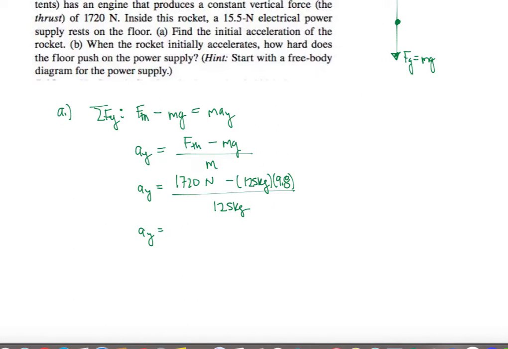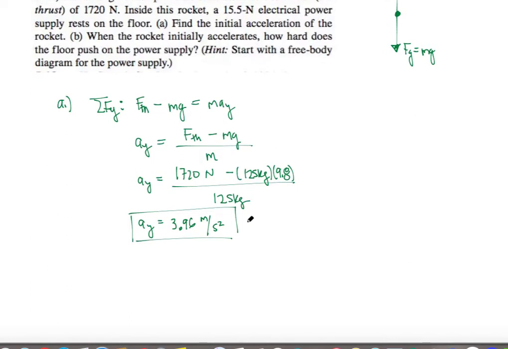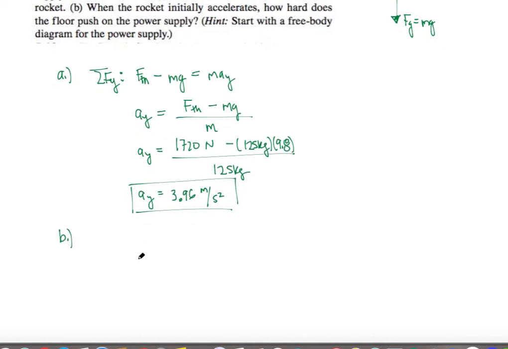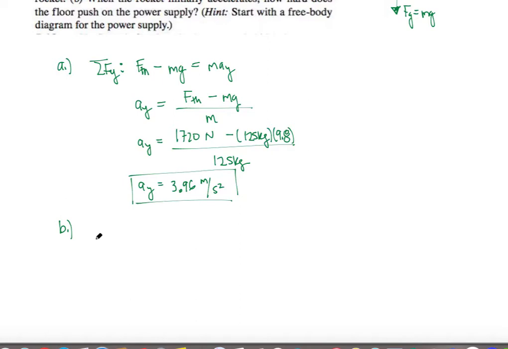So take out my calculator and put this in, and I find that my acceleration should be 3.96, and that should be in meters per second squared, based off of my SI units. And then B asks, well, when the rocket initially accelerates, how hard does the floor push on the power supply? So I'm going to actually draw a new free body diagram for this, and we'll see what that gives us.